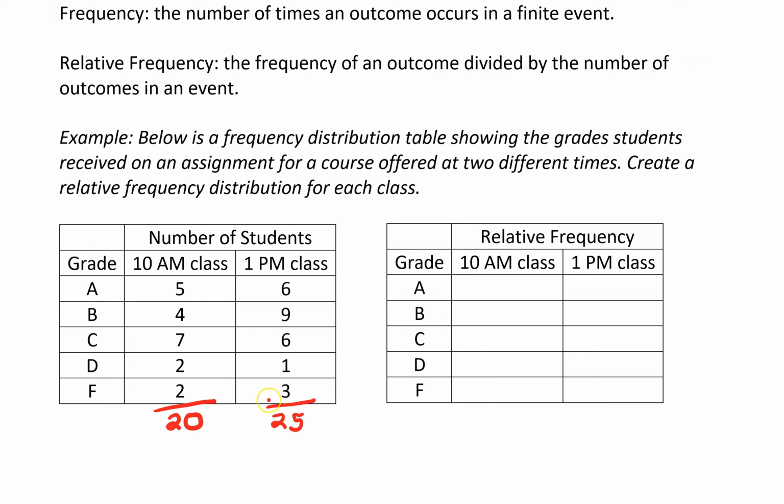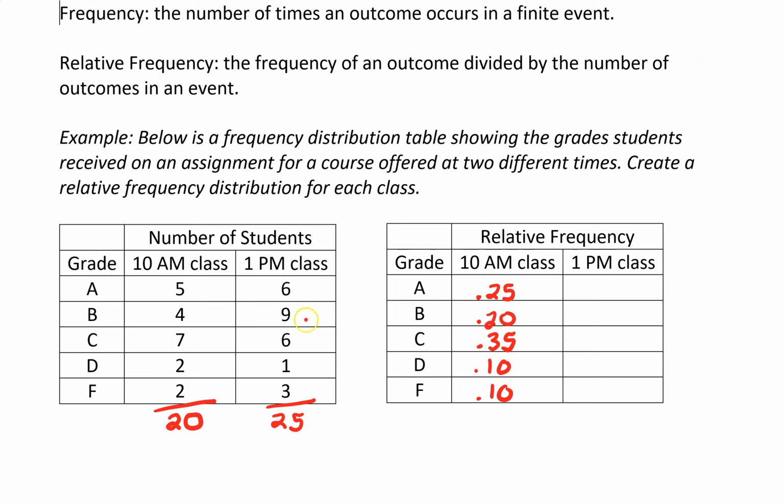Now we're going to come over and create a relative frequency table. When we do that, we take the frequency for an A and divide it by the number of students, or the total frequencies. I take 5 and divide it by 20, and I arrive at 0.25. Then I take 4 and divide it by 20 to get 0.2, or 0.20 if you wish. 0.35, 0.10, and 0.10.